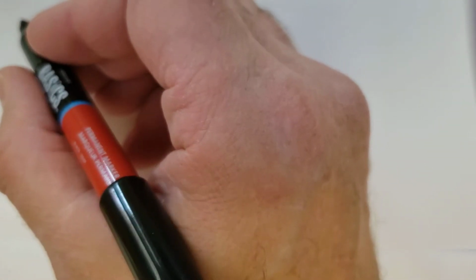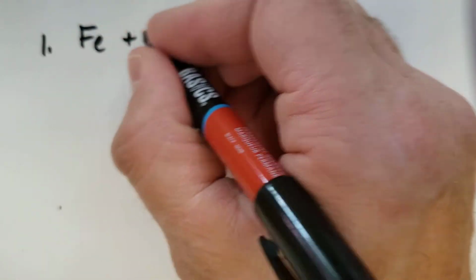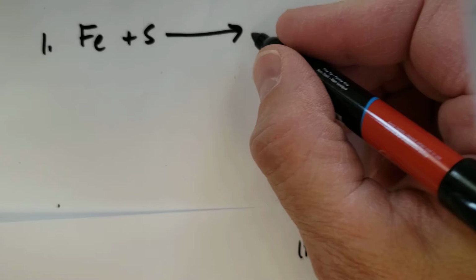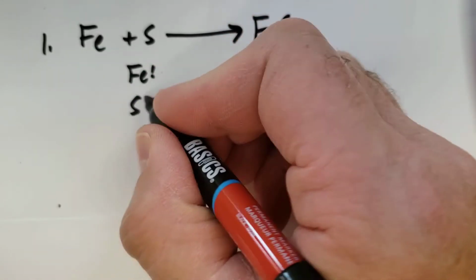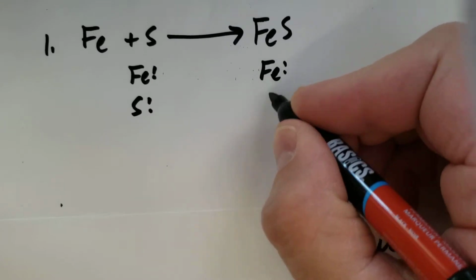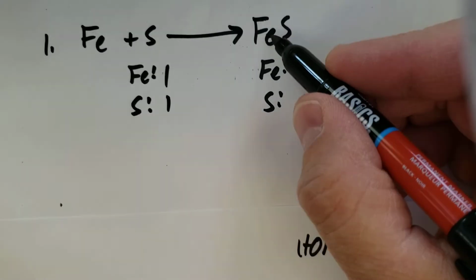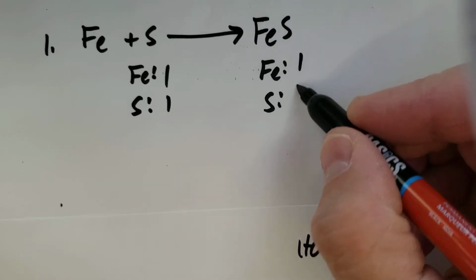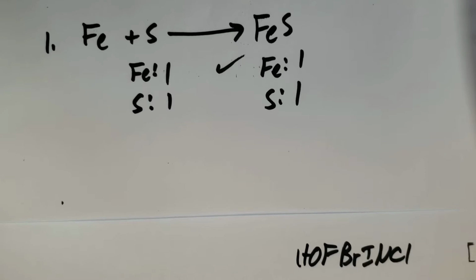So I'm just going to recopy this over to here. Let's see here, number 1. We have iron plus sulfide, and 2 plus, 2 minus, so they come together perfectly. If we were to balance it, we have 1 iron, 1 sulfur, 1 iron, 1 sulfur. So it is balanced out perfectly.